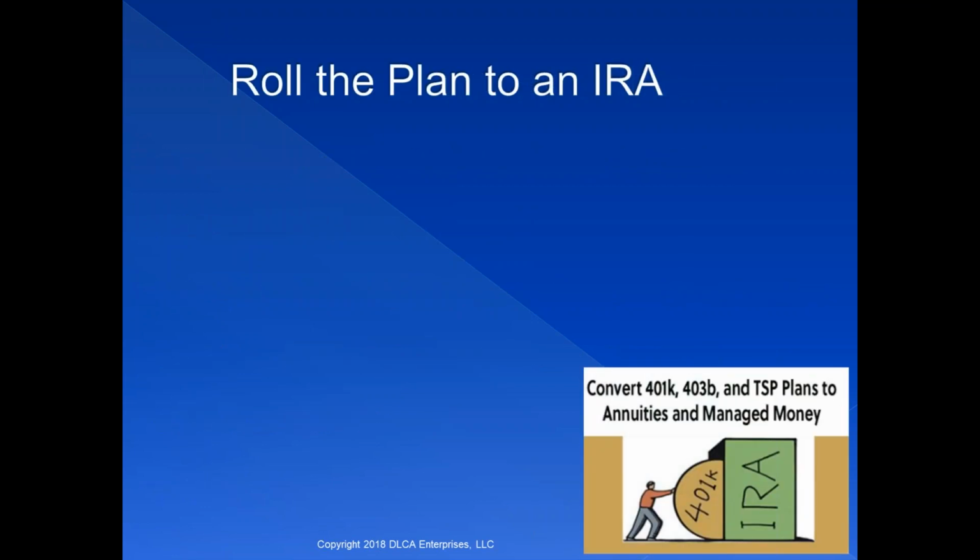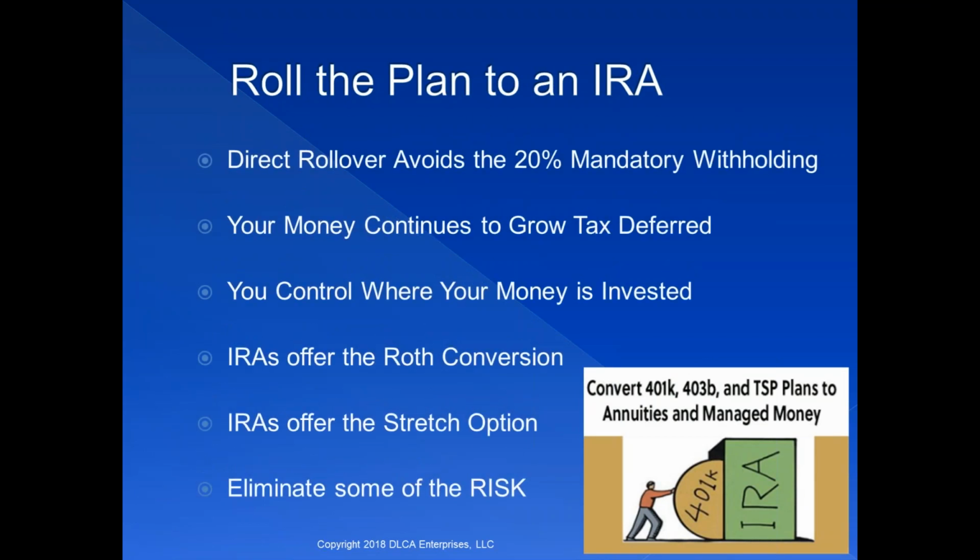Other alternative, you can roll the plan into a more flexible IRA. And now here's what you're faced with. If you do a direct rollover, when they go to their human resources department and say, well, I want to roll money out of my 401k, they'll say, fine, but they're going to withhold 20% for taxes. Not true. If you do a direct rollover, custodian to custodian, that avoids the 20% mandatory withholding. The money continues to grow tax deferred, but now you control where the money is invested, and the entire universe of investment options opens up to them.